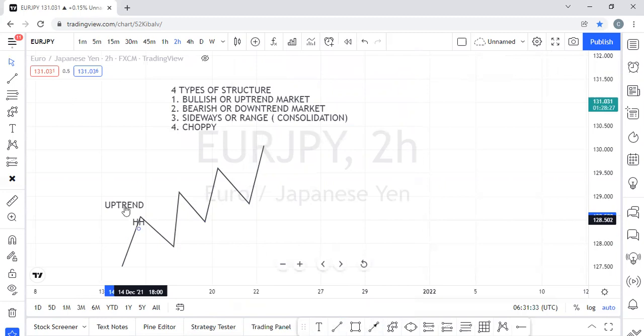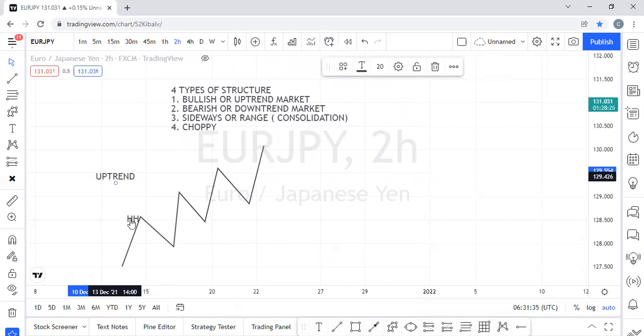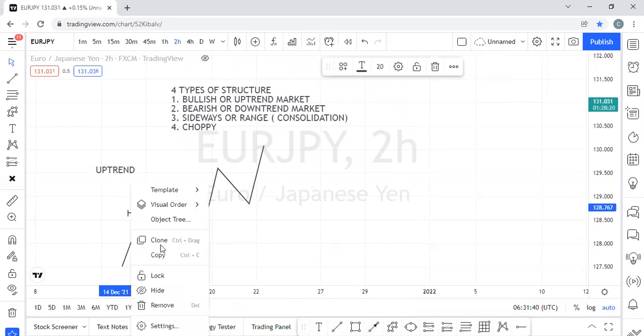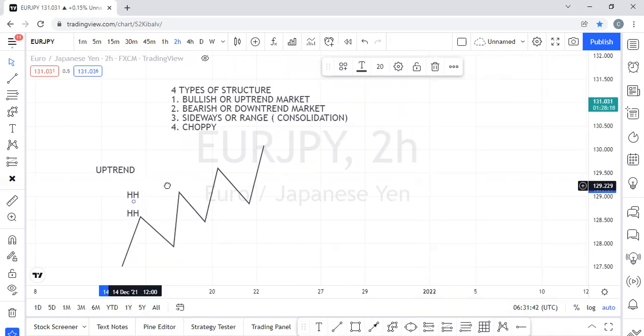So this is the uptrend, the first example of an uptrend. If you put it here, you can now clone this, right? You can clone it and drag it here. It's called a higher high. Clone it again and drag it here. It's called a higher high.